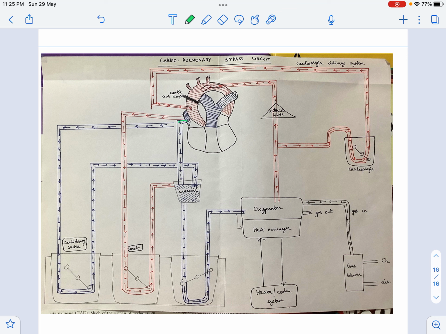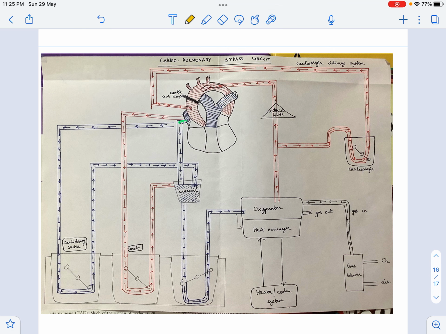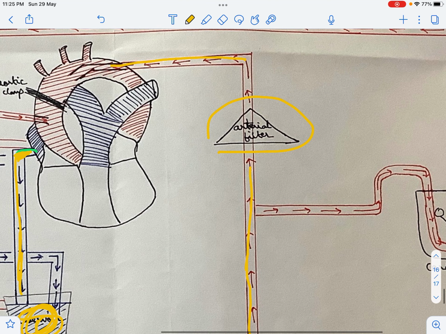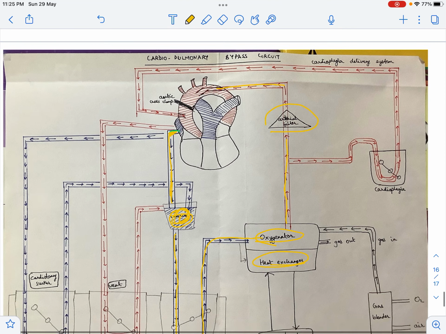Now, you can see over here, I will use this color. The blood is entering via gravity into the reservoir. From the reservoir, it is going into the oxygenator and the heat exchanger. From here, it is going back into the heart. Before that, you need a filter. This is an arterial filter. You need this arterial filter to remove any particulate emboli which may have happened.